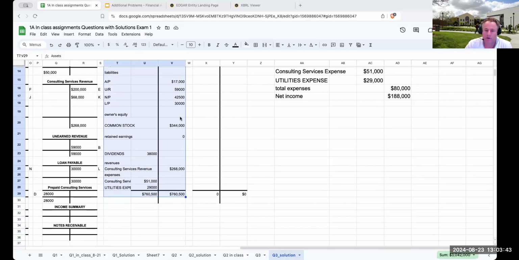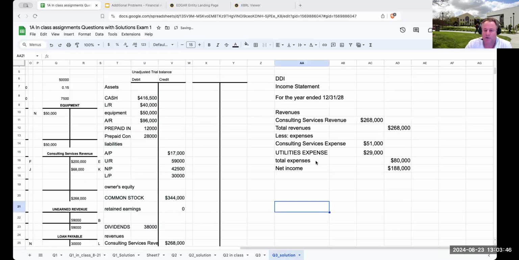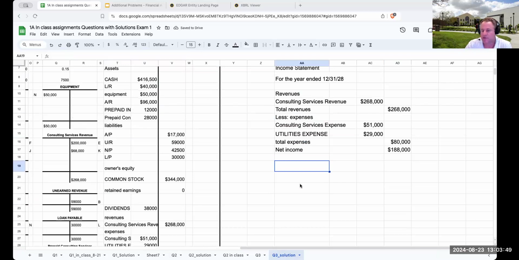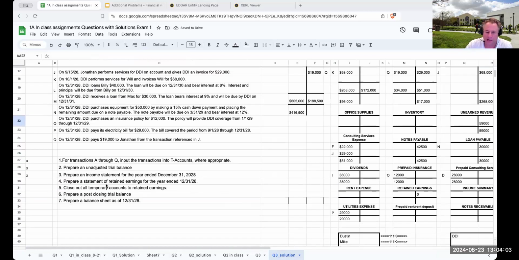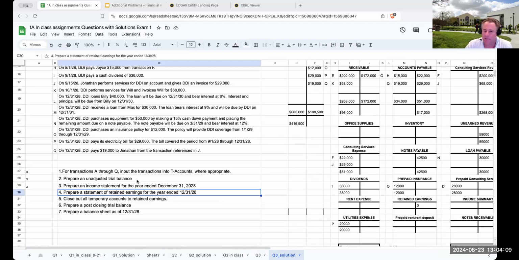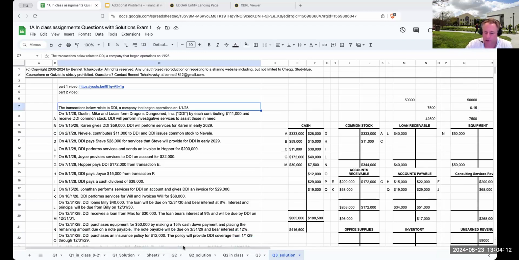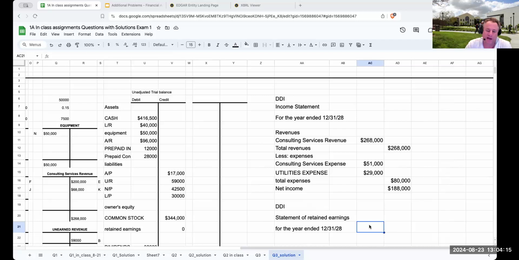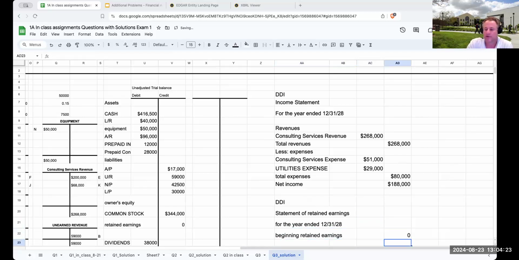And effectively, what this is going to be, basically, is DDI, statement of retained earnings for the year ended 12/31/28. How did I know it was for the year ended? Because it says right over here, for the year ended. When it comes to retained earnings, they're starting operations at the very beginning of the year. So we've not had any sort of earnings previously. So my beginning retained earnings are going to be 0.